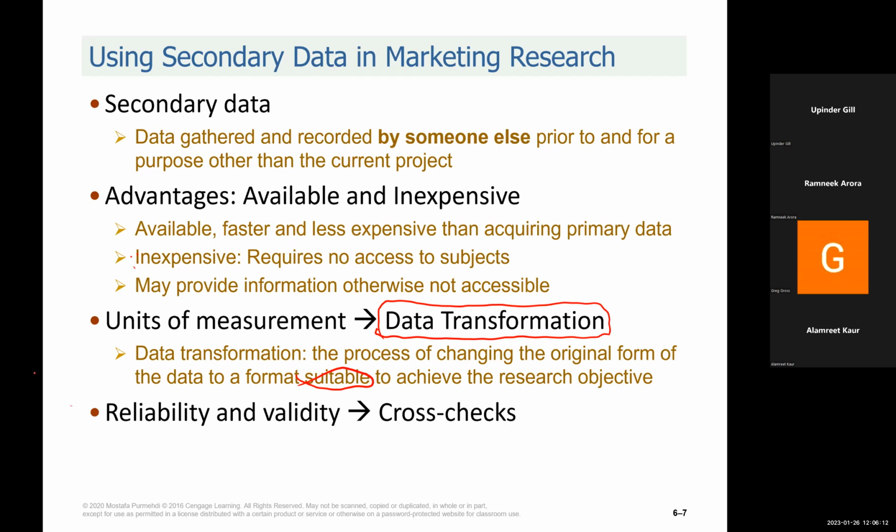Another issue with secondary data is, since you haven't collected the data, you're not sure of the level of reliability and validity of the data. You don't know how it was collected. So you need to cross-check it with perhaps another database that is known and reliable, and you check some key metrics. If they check out, that's your test of reliability and validity. So I think the moral of this slide is that you cannot take secondary data at face value.